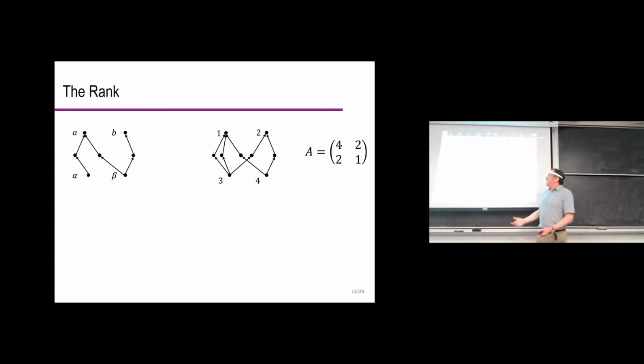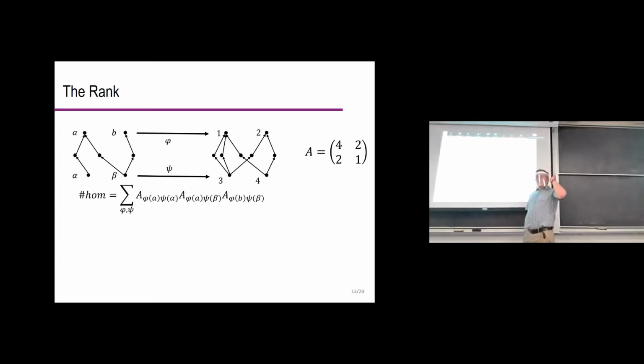So in some sense, if, for instance, I map A to 1 and alpha to 3, then the number of options I have for the middle vertex is exactly the entry in the matrix. So this is how the matrix corresponds to the number of homomorphisms. The only thing I need is to decide how I'm mapping the top and the bottom. So then, how do I count the homomorphisms? In a very simple way. I just sum over all possible mappings of the top layer, all possible mappings of the lower layer, the number of degrees of freedom for the intermediate ones.